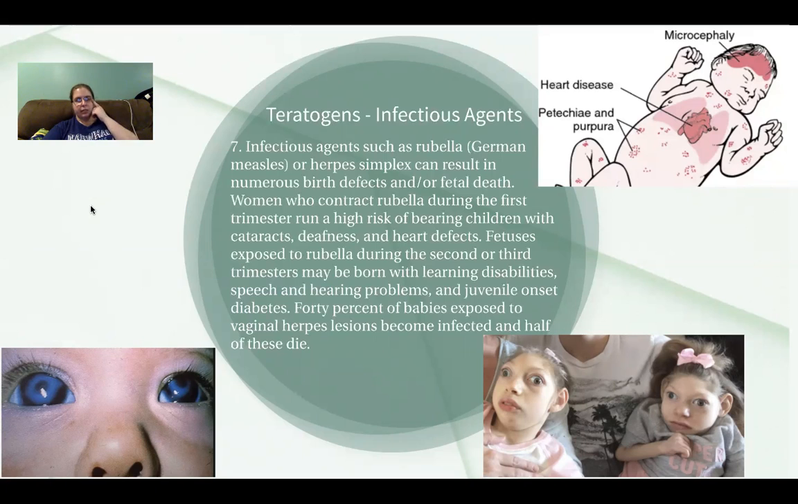What they've also noticed is that 40% of babies who are exposed to vaginal herpes lesions become infected, and half of them will die. So if the mom has herpes, not always a bad problem, but if she has active lesions on her genitalia during birth and she gives a traditional vaginal birth, the lesions could actually pass the virus from mom's lesions to the baby through the eyes or other areas. And now the baby can be born being exposed and having herpes. And that's very hard on their young body, which is why about half of them will die.